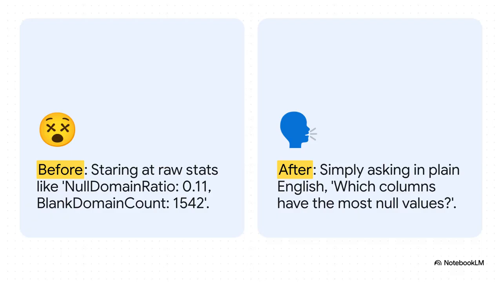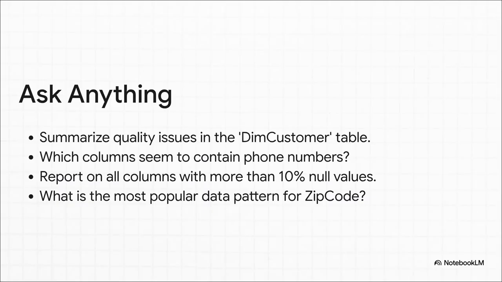And this is the transformation, right here. Before, you were staring at a really complex line of raw stats, something like null domain ratio 0.11. Now you're just asking a question in plain English, like, hey, which columns have the most null values? It totally gets rid of the need to manually try and figure out what those spreadsheets are saying, and you can ask almost anything about that report.